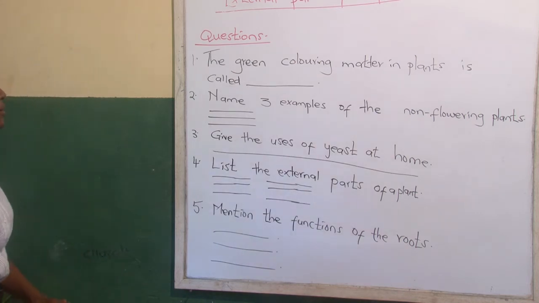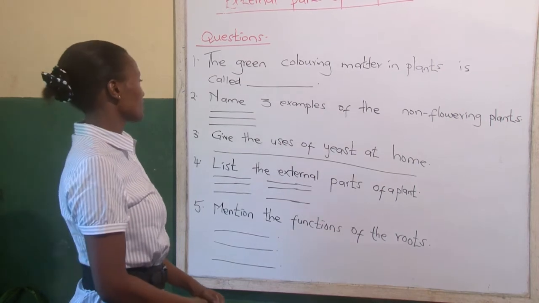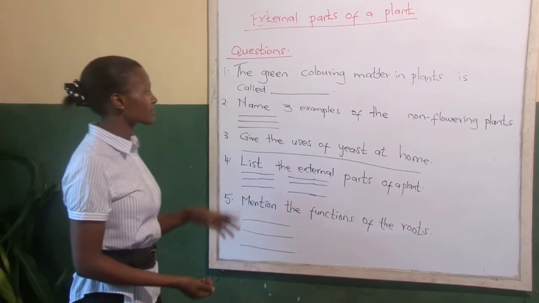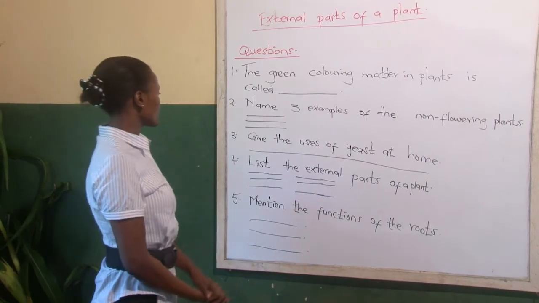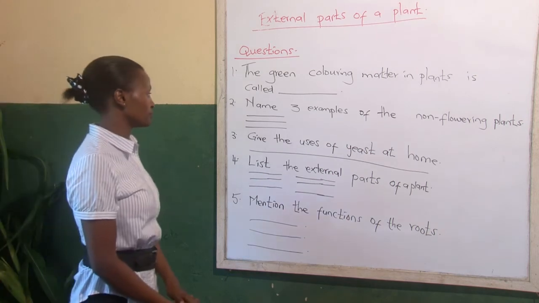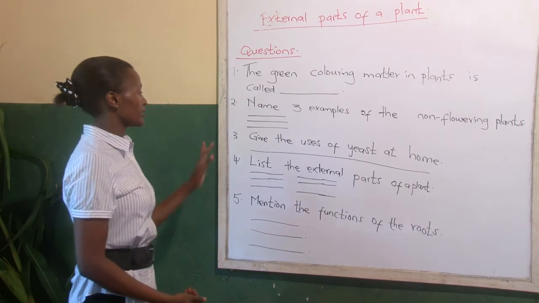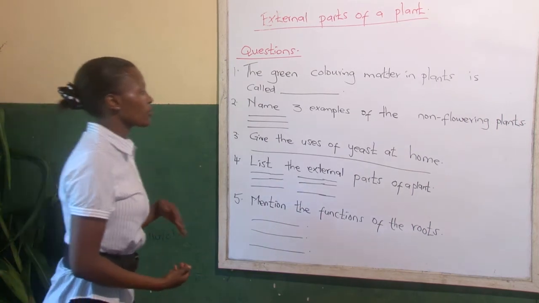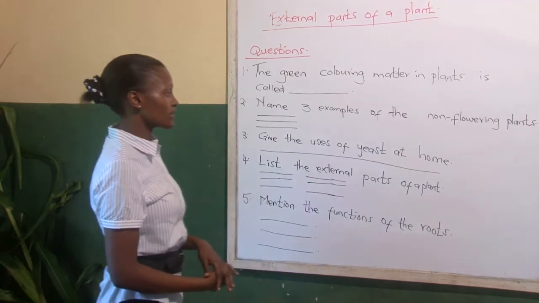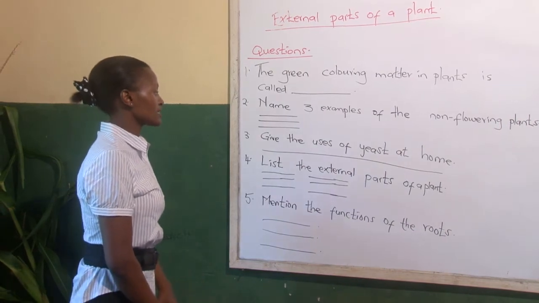Number 2, name 3 examples of non-flowering plants. You are asked to give examples of non-flowering plants. Remember, you are asked for 3 examples. Number 3, give the uses of yeast at home. How is yeast important in our homes? How do we use it at our homes? You give us the uses there.